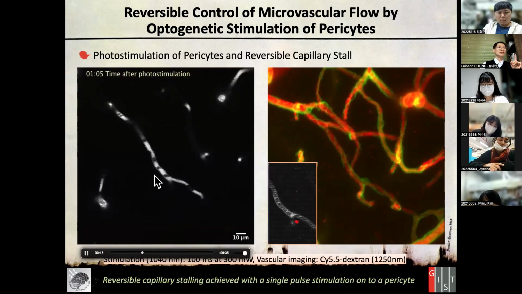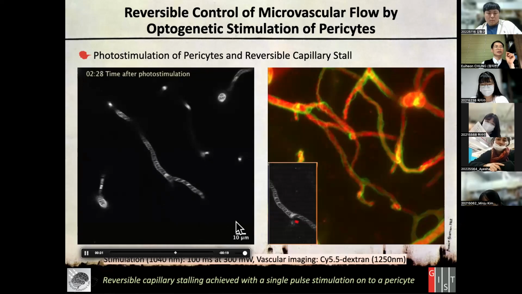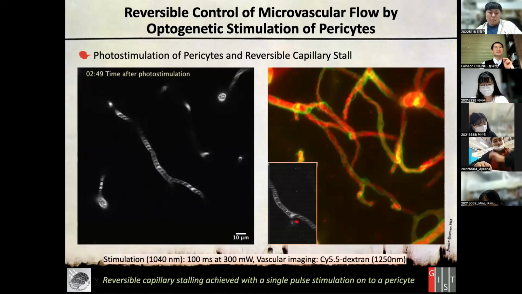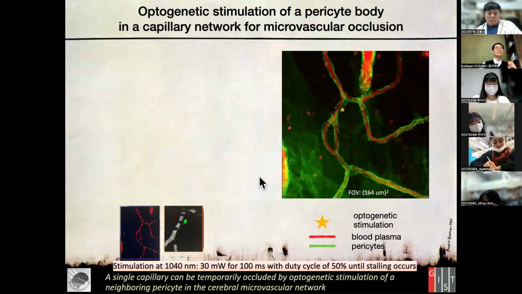But after this shot, you can actually see they start to be very much slow and stop. You can see single RBCs there. And what's interesting is with this condition, they actually recover reversibly. So what this shows is that we may be able to have a tool for reversible capillary stopping at the single pulse stimulation onto a parasite.